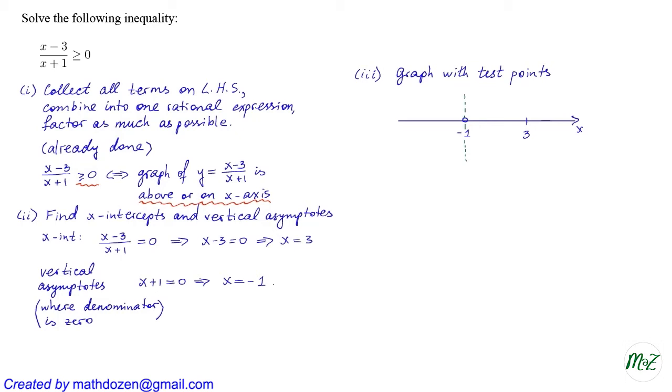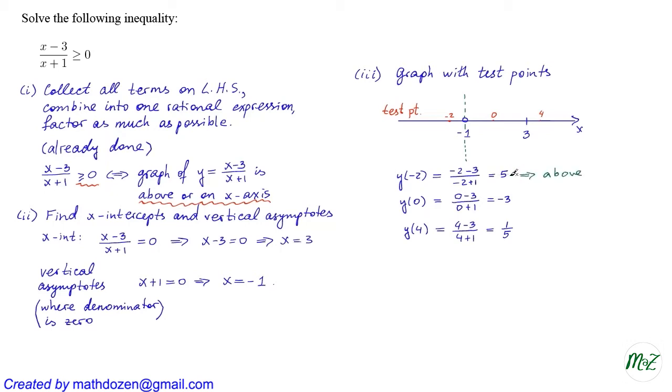And I'm going to put a vertical dashed line through -1. Then we use some test points. -2, 0, and 4 are the good test points. So calculate y at -2. That gives us 5, and then y of 0 gives us -3. y of 4 gives us 1/5.